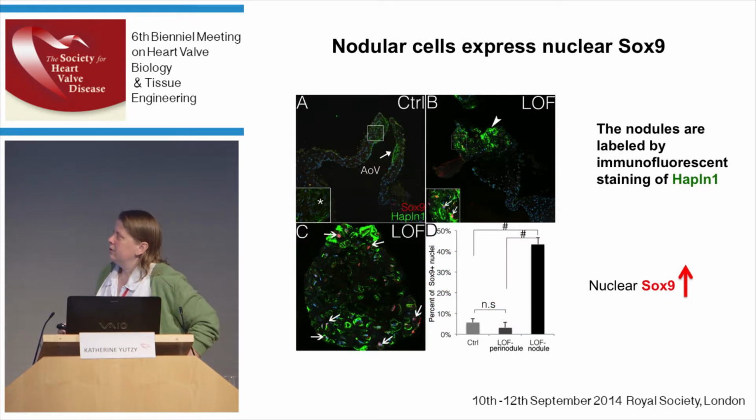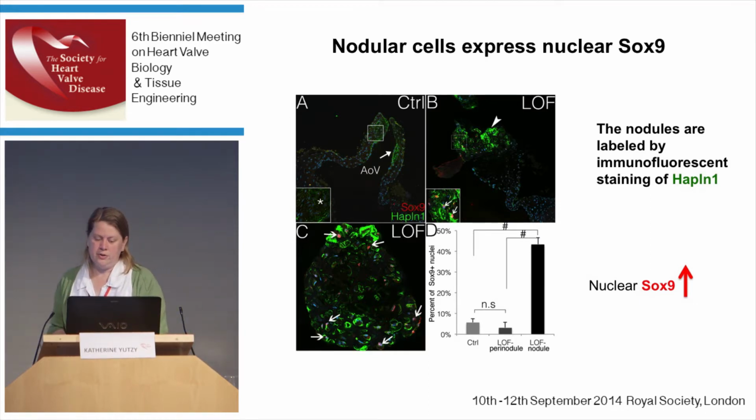So then we looked at some of the gene expression, and we see that in the loss of function nodules we see increased nuclear localization of SOX9. We also see a big induction of haplin 1 in those nodules. And then this is just a quantification of that. So in these nodules, we think that we're getting an increased cartilage gene expression program.